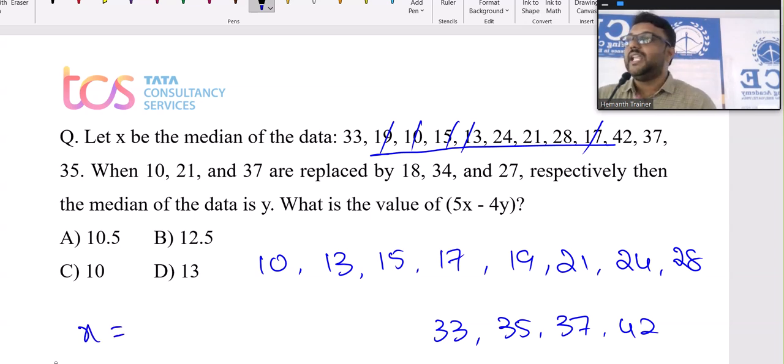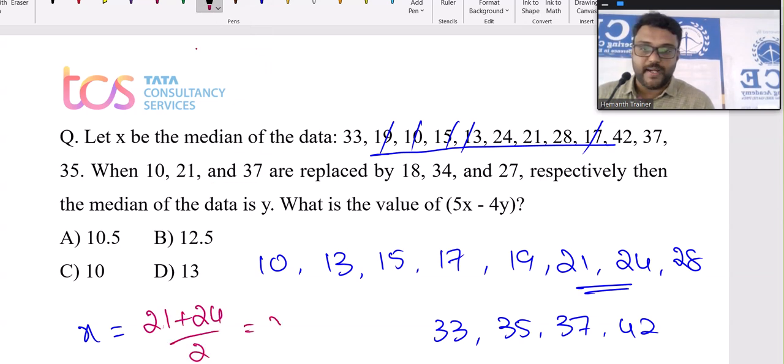When you have a total even number of terms, the median is the average of the middle two. We'll get 2 middle terms. What are the 2 middle terms here? 21 and 24. So, x is the median, which means we have to take the average of these two numbers, 21 plus 24 divided by 2, which is 22.5. X value is 22.5.